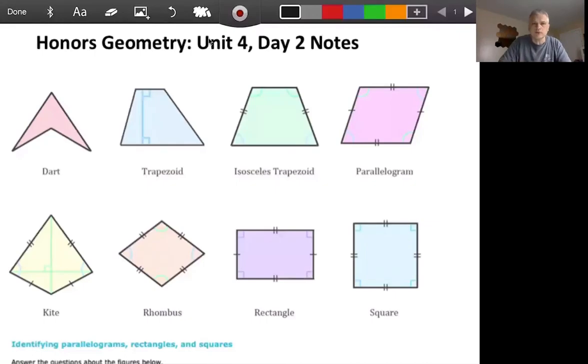Honors Geometry, Unit 4, Day 2, Notes. We'll start right off with this lovely little graphic that gives you some quadrilaterals. Many of these you will need to know. There's a couple extra in there that you won't need to know, the dart or the kite.